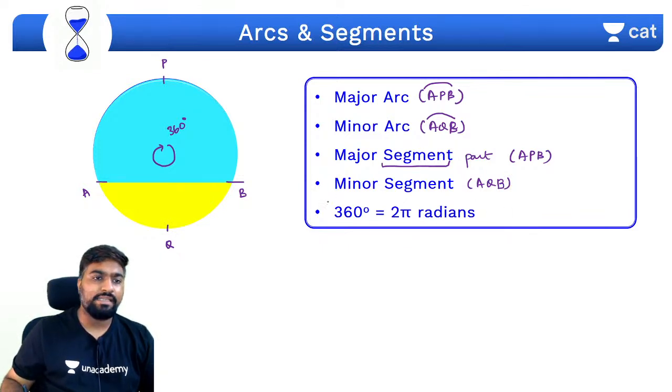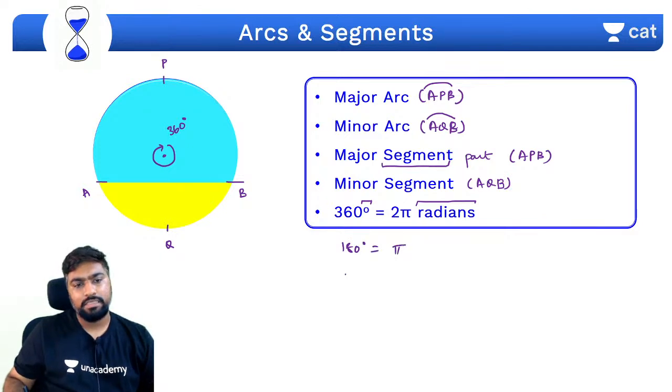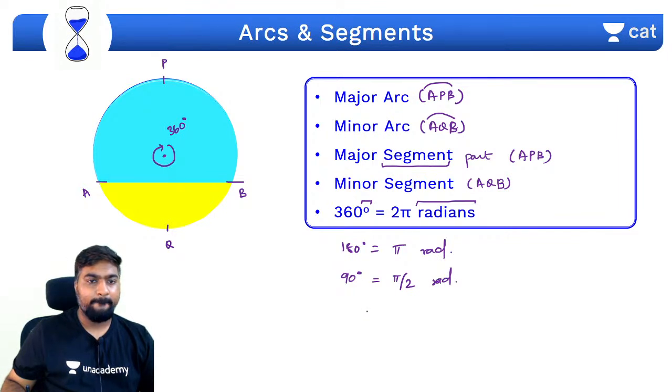And 360 degrees, the angle formed at the center, in terms of degrees. If you want to convert it into radians, you call it 2 pi radians. 360 degrees is 2 pi radians, 180 degrees is pi radians, 90 degrees is pi by 2 radians. Got it? If they give you anything in radians, you can convert it. For example, if they give you x degrees, then x degrees can be written as x into pi by 180 radians.